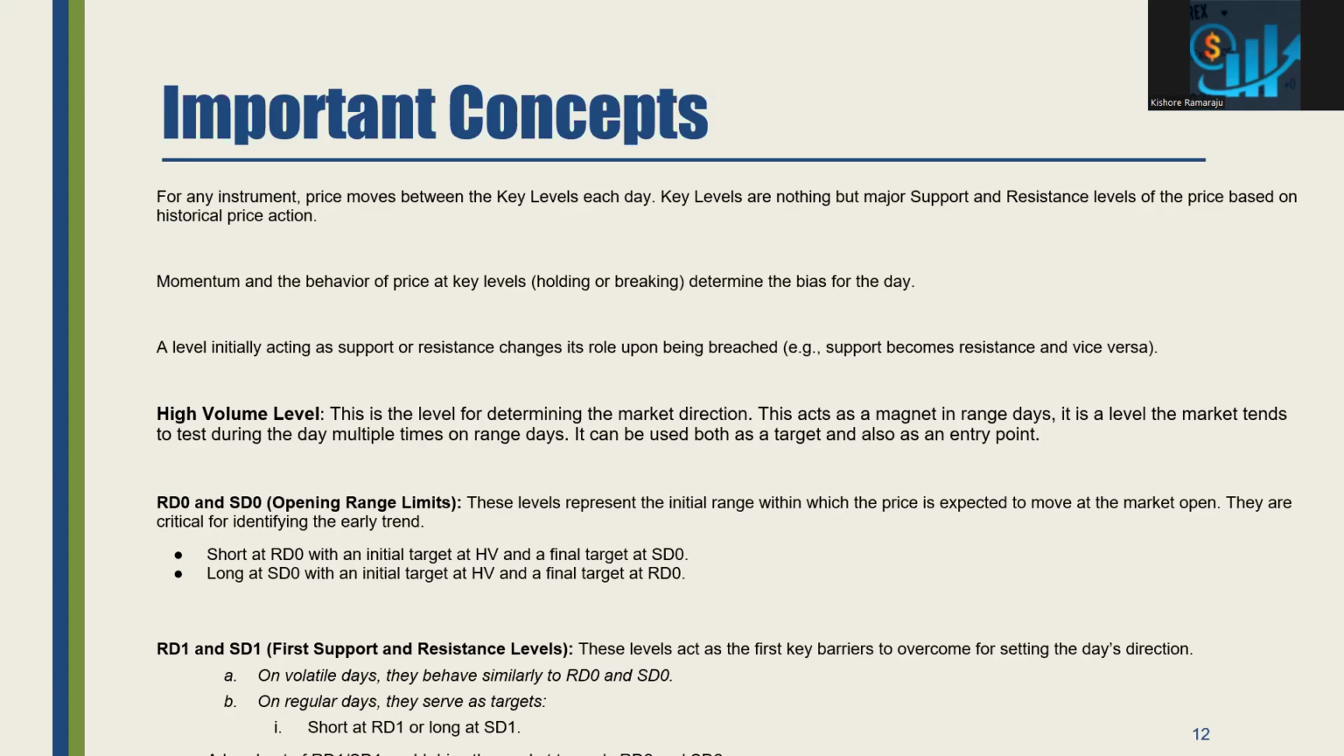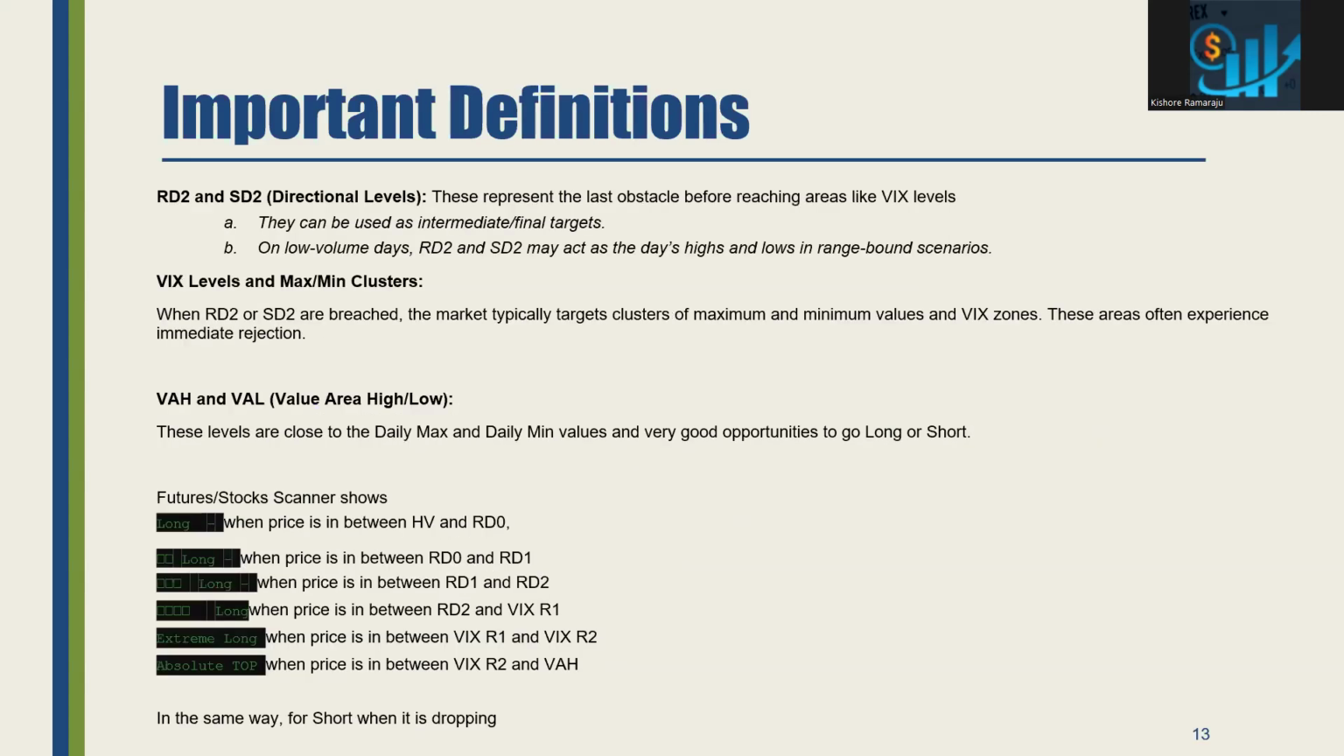Then after the first 30 or 45 minutes, if the ticker is bullish, if the instrument is bullish, price will go again. Your HV level is your high volume level. That is like your base level. So price sometimes goes from the magnetic level to resistance, comes back to the magnetic level and goes back to RD1, right? That is the next resistance level. After RD0, you have RD1. If a ticker is bearish, from SD0, it will go to SD1. So you have multiple resistance and support levels.